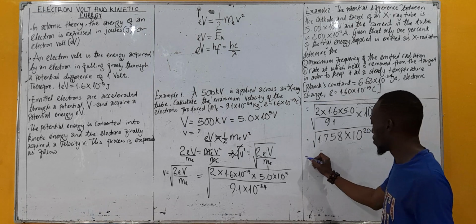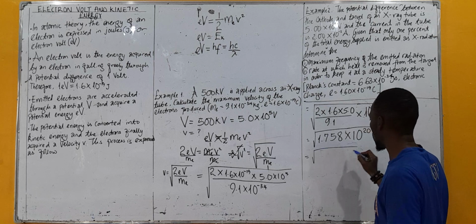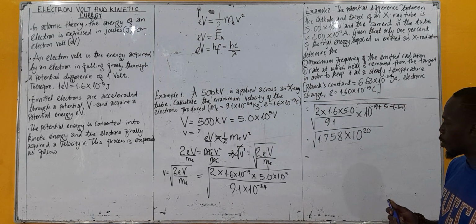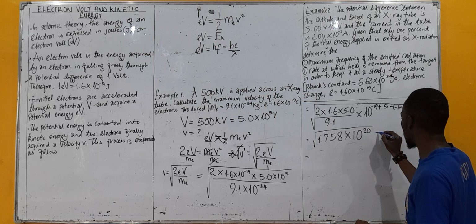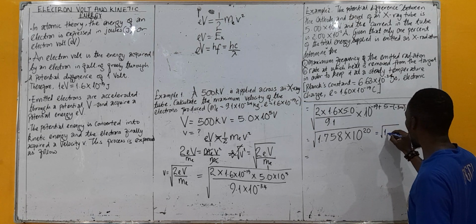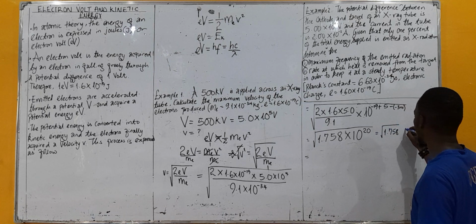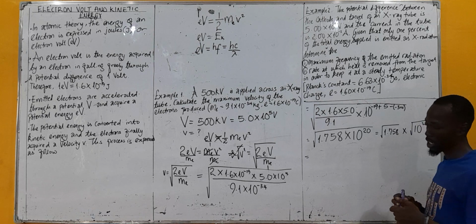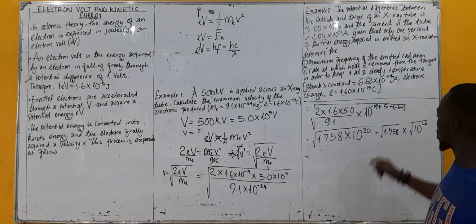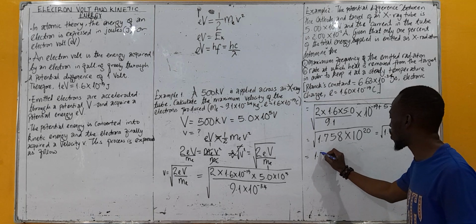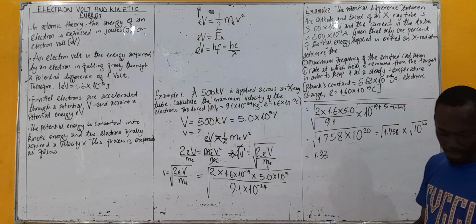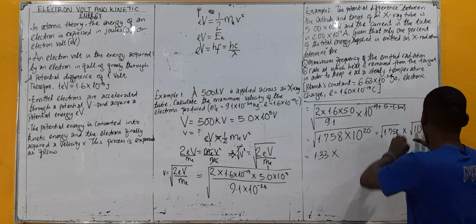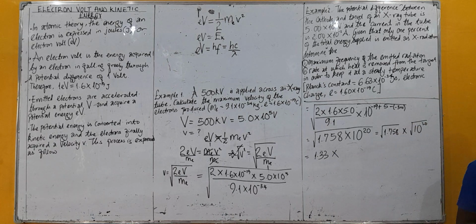And then what we're going to be having now, the square root of 1.758. Let me split this. So we have square root of 1.758 times square root of 10 to the power of 20. And then square root of this is 1.33, times. Now this is our focus.